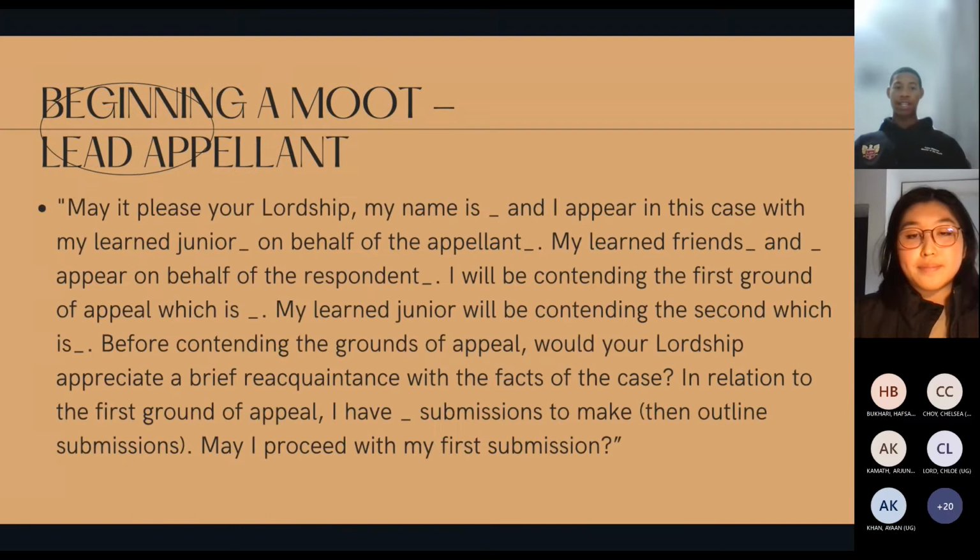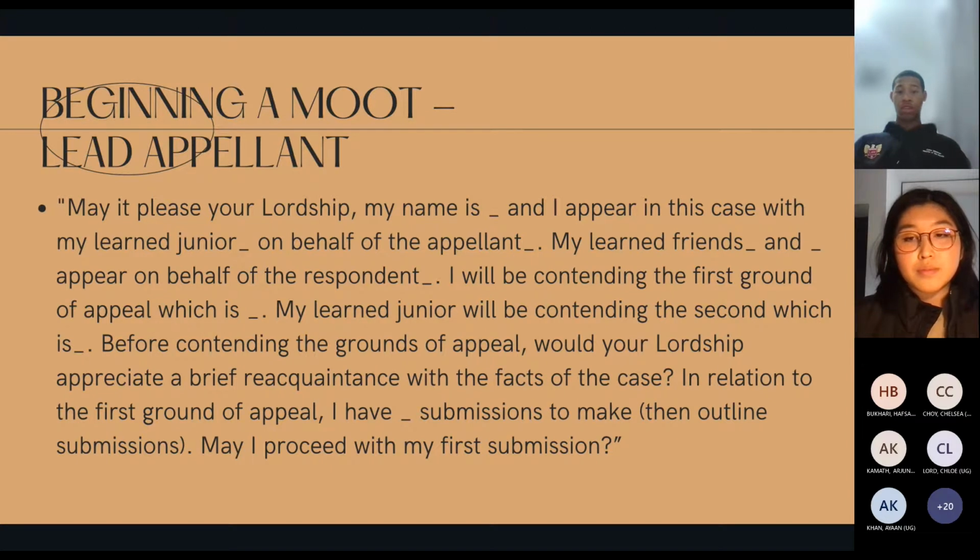So, beginning a moot as the lead appellant. This is the golden structure that you definitely should follow when you're leading the moot. So: may it please your lordship, my name is Dylan Wildman and I appear in this case with my learned junior Belinda Tan on behalf of the appellant X. My learned friends X and Y appear on behalf of the respondent X. I'll be contending the first ground of appeal, which is Y. My learned junior will be contending the second ground, which is Z. Before contending the grounds of appeal, would your lordship appreciate a brief acquaintance with the facts of the case?